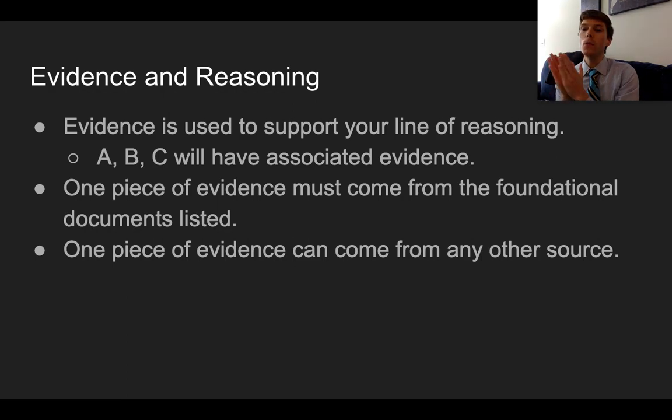A, B, and C will each have associated evidence with it, and you'll see that in the examples that I provide. One piece of evidence must come from the foundational documents listed, and then the second piece of evidence can come from any other source. Now, if you are using your C, a third piece of evidence, your spare tire that I've talked about, that too should come from one of the other foundational documents listed. That way, you're creating a spare tire that can cover for you in case your original foundational document tire goes flat, because the prompt or the rubric requires at least one foundational document being used with your analysis and reasoning.